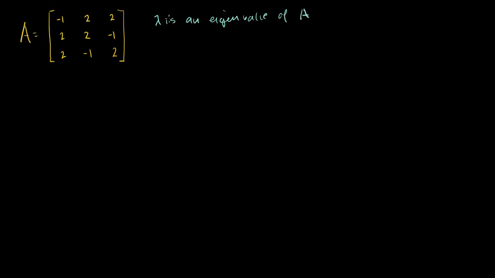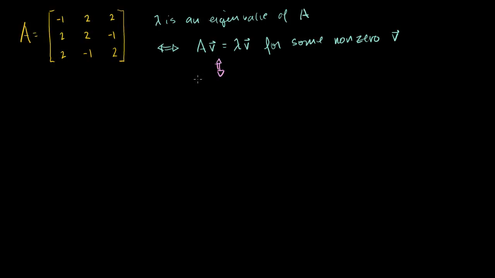of A, by definition, if and only if A times some non-zero vector v is equal to lambda times that non-zero vector v. Let me write that. For some non-zero vector v, or some non-zero eigenvector v. Now, this is true if and only if, this leads to, I'll write it like this.